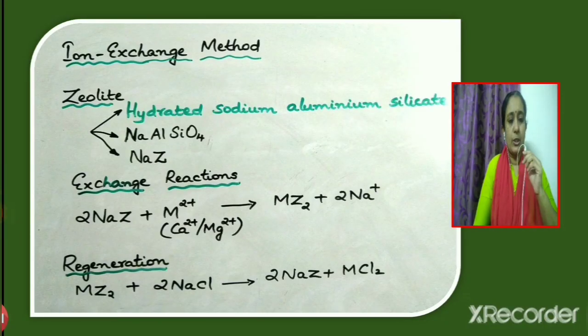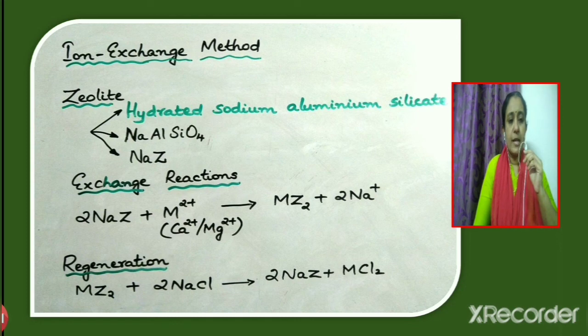The next method used to remove permanent hardness of water is the ion exchange method, also known as zeolite process or permutit process. To remove permanent hardness of water in this method, zeolite is used. What is zeolite? It is hydrated sodium aluminium silicate. The formula is NaAlSiO4, so zeolite is represented as NaZ.